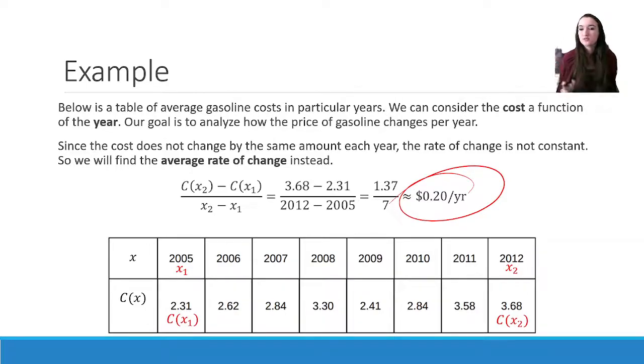Because saying 1.37 over 7 is our slope doesn't tell us anything. It doesn't answer the question. But if I want to know what's happening on average each year, I can say, on average, we're gaining 20 cents a year. That's information that's actually helpful to answering the question being asked. So now, when we're talking about rates of change in slope, it's very important to think about the context of the problem, the units being presented, and how we can format our answers to make sure we're answering the question being asked.